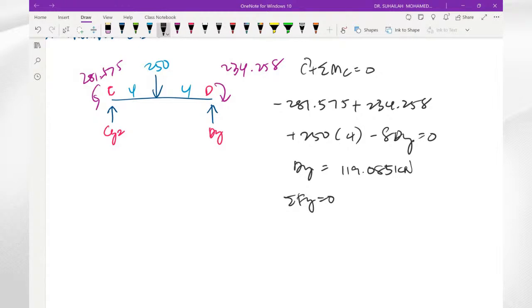So what we get is Cy2 is equal to 250 minus 119.085, which is equal to 130.915 kilonewton.